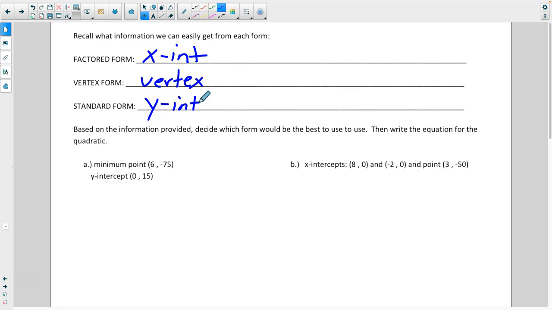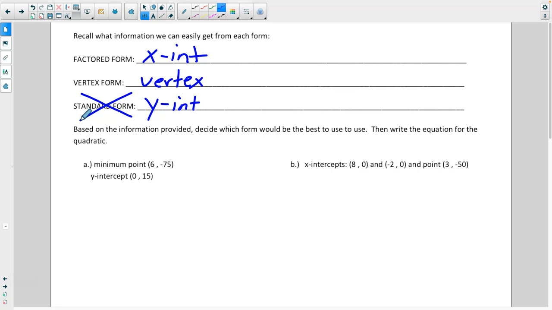Now, we're never going to use standard form. We will not, okay? It's a pain. It's a really big pain. What we will use is the other 2 forms. So we're going to use, what form is this? Factored form. What form is this? Vertex form. We're going to use one of these, okay? So based off the information, we choose to use one of these and then we go from there.